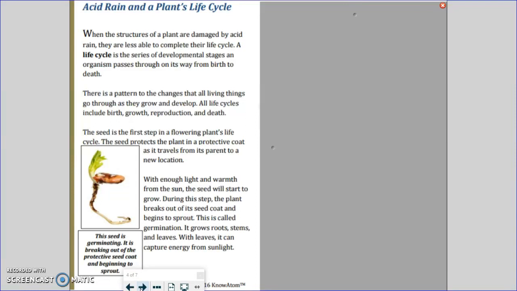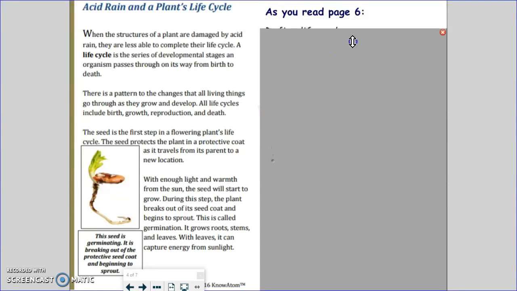The seed is the first step in a flowering plant's life cycle. The seed protects the plant in a protective coat as it travels from its parent to a new location. With enough light and warmth from the sun, the seed will start to grow. During this step, the plant breaks out of its seed coat and begins to sprout. This is called germination. It grows roots, stems, and leaves. With leaves, it can capture energy from sunlight.